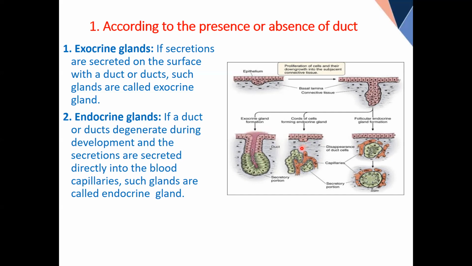In some cases, what happens? The cells of the duct, by the same process of programmed death, die. When they die, there is no connection of the secretory cells with the surface. But remember, they are surrounded by the connective tissue beneath the basement membrane. So they secrete into what? Directly into the blood. This gland becomes a ductless gland. Ductless. But was there a duct initially? They are also called endocrine glands.